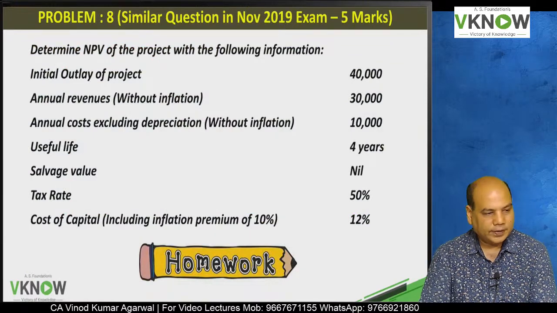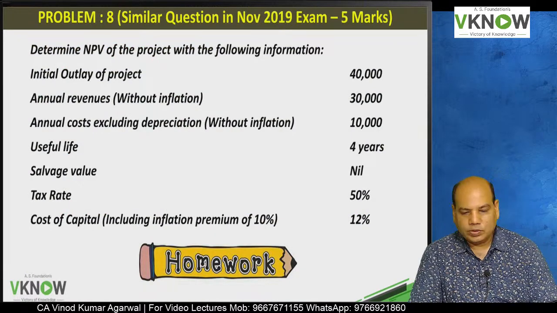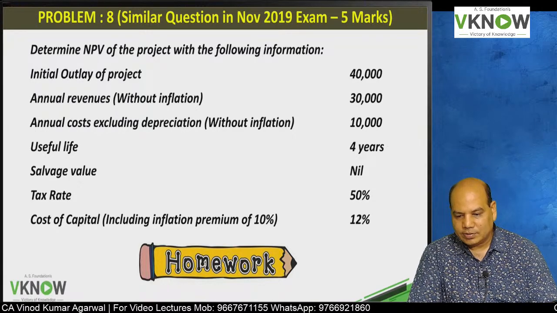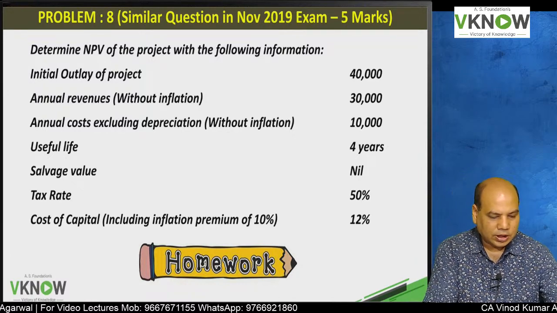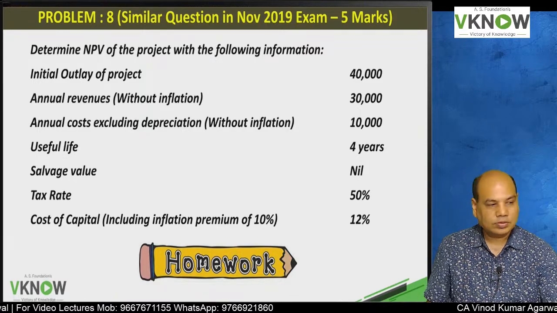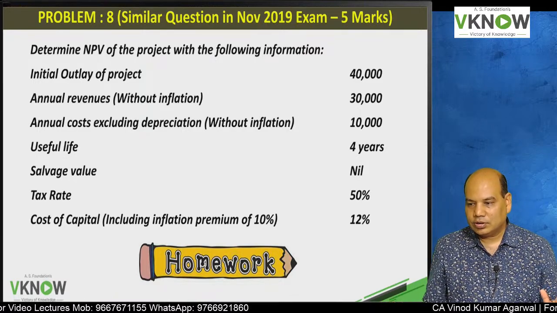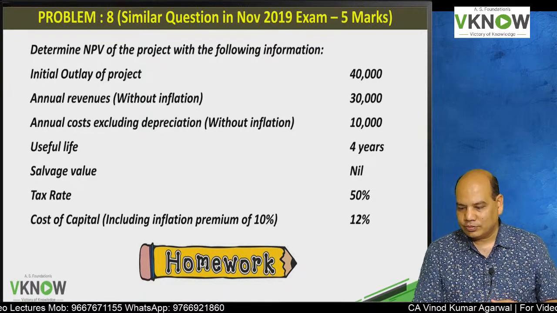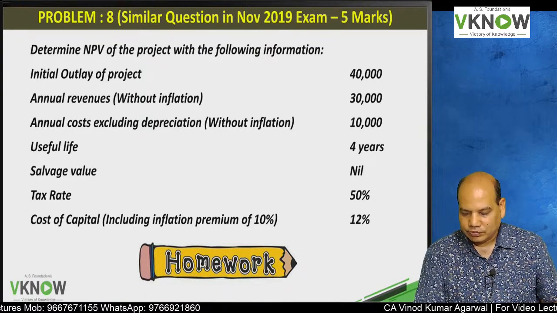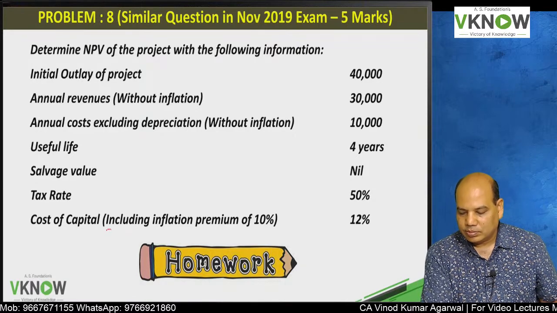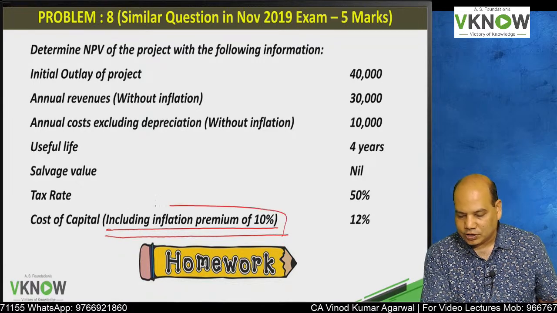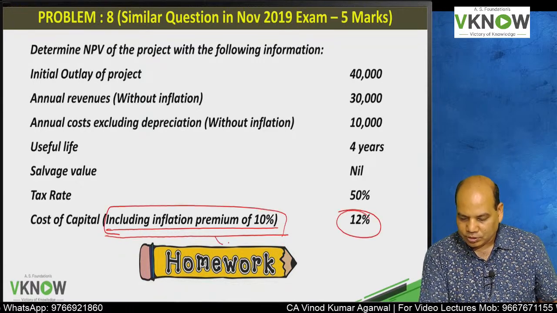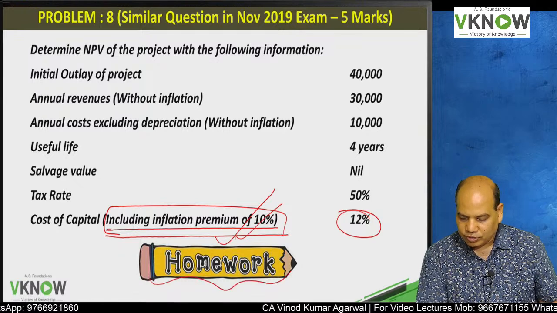This is question number 8, and you will find that your question is very similar. Determine NPV: initial outlay, annual revenue, annual cost, useful life, all figures are half of the previous question. Such a creative institute. This time they have made it correct. Annual inflation, including inflation premium, is given as 12%. This is the difference. Homework.